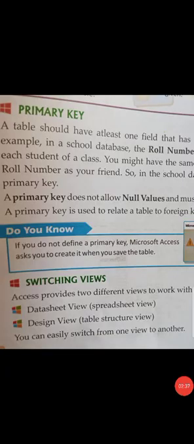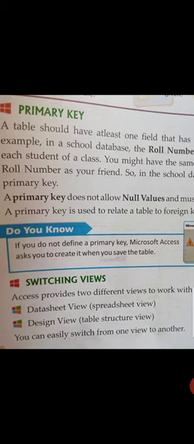Primary key. 8th class, I want to tell you one thing. Whenever you create any table, there is a primary key. It is not the same as in other tables also. Like whenever anybody creates a table with students' names, a student name may be similar to someone's, a parent's name may be similar to someone's, but a roll number is not similar to anyone's. So roll number is the primary key of the table.